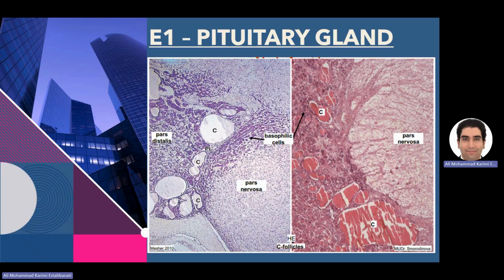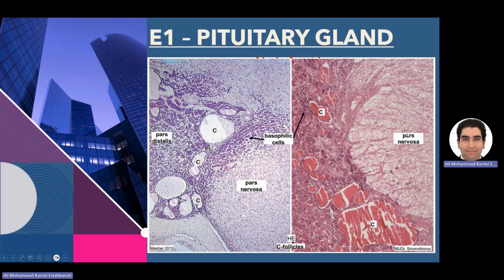Now, let's go to the slides. There are two slides we need to cover. Both of them are E1, but I put two different views of them. So in this one, for the pituitary gland, we can see the pars distalis, which is part of the anterior pituitary. We can see the basophilic cells in that area and the acidophilics or less stained cells. And then we can see the pars nervosa. Now, the pars nervosa is the posterior pituitary, as we can see here as well.